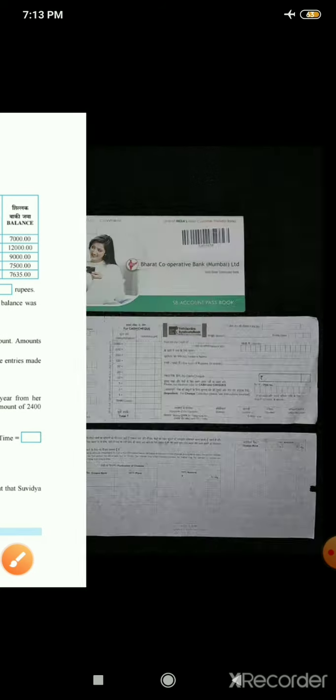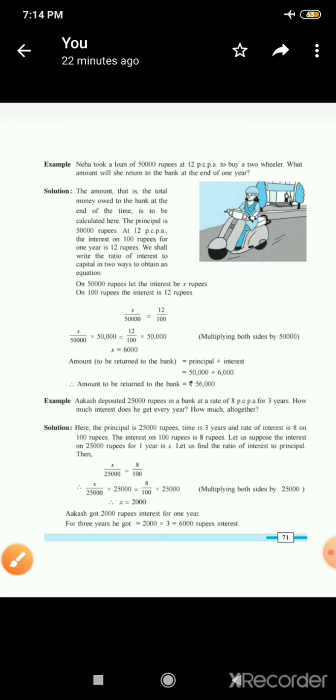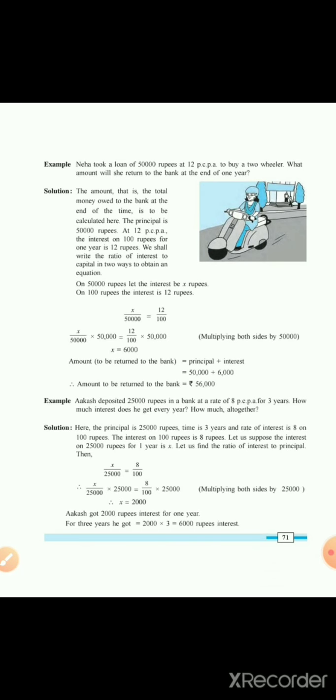Now let us go to the next page. Next example. Neha took a loan of 50,000 rupees at 12 percent per annum to buy a two-wheeler. What amount will she return to the bank at the end of 1 year? The amount, that is the total money owed to the bank at the end of the time, is to be calculated here. The principal is 50,000 rupees at 12% per annum. PCPA is percent per annum. The interest on 100 rupees for 1 year is 12 rupees.